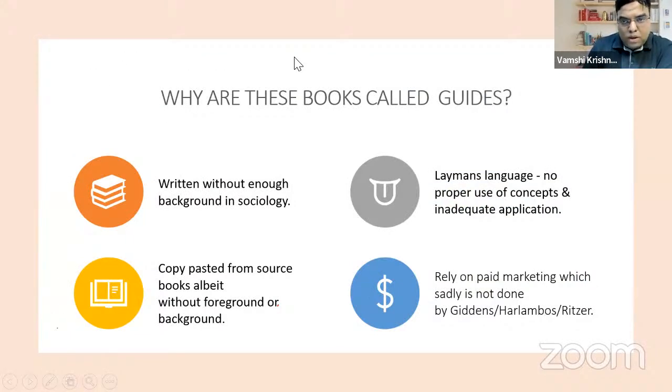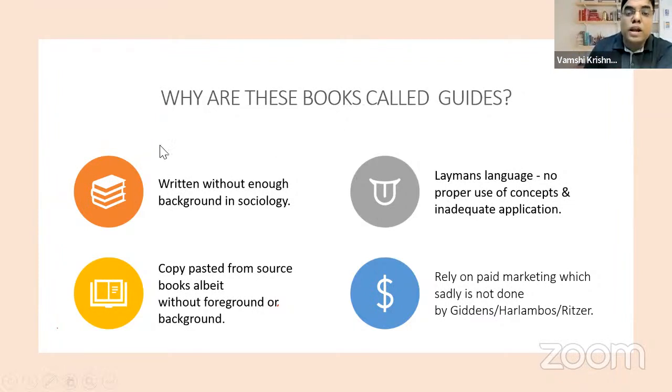I don't have anything against any of these guides in the market. But these books are actually written by people who do not have enough background in the subject. Second thing is most of them use their ranks as a selling point. Most of the books that are there in the top market use layman's language and no proper use of concepts. Copy pasted from source without any background or foreground. वो टॉपिक क्यों बोल रहे हैं उसका कुछ आगे पीछे नहीं रहता, just copy paste कर देते हैं.